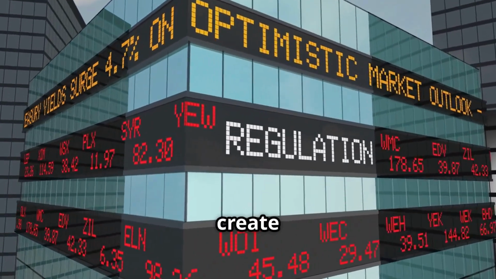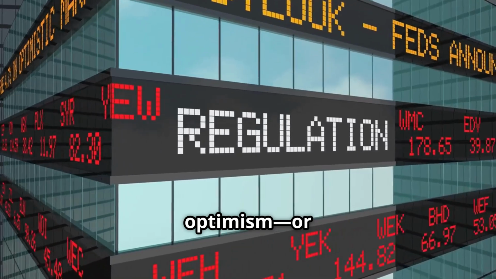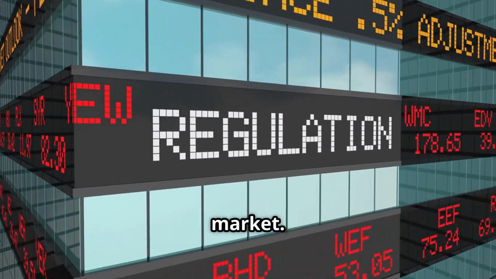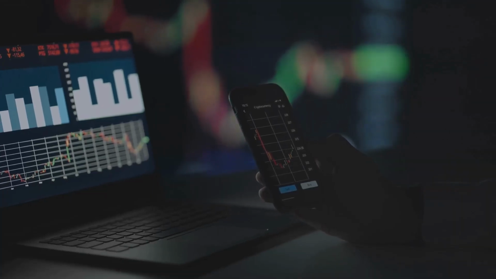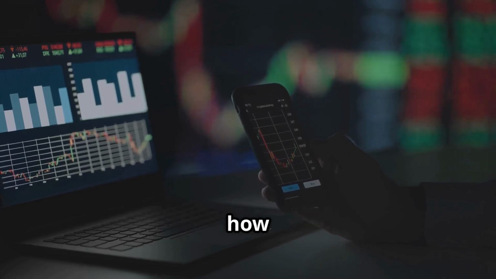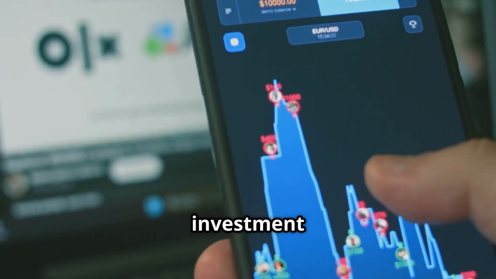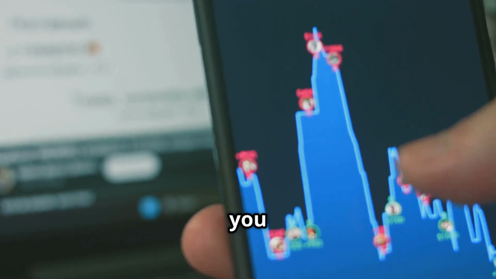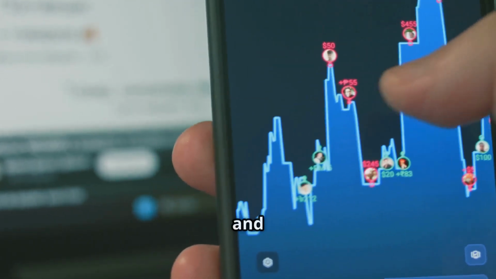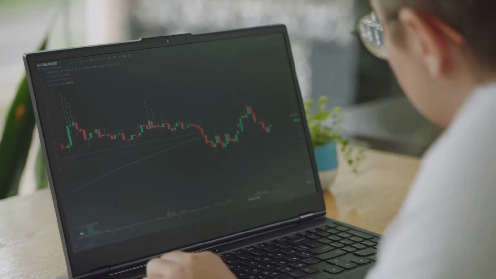These factors interact to create the distinct climate of optimism or pessimism in each type of market. Understanding how to identify these market conditions is essential for making informed investment decisions. So how do you recognize and react to bull and bear markets?